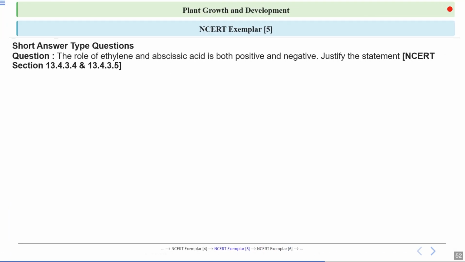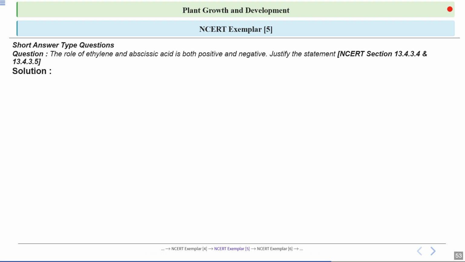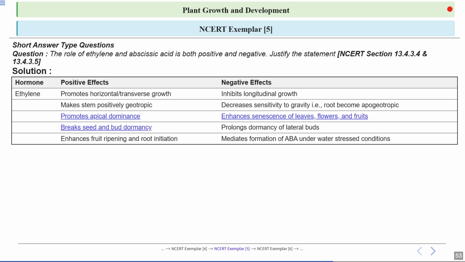Next question. The role of ethylene and abscisic acid is both positive and negative. Justify the statement. Let us see the answer of this question. So here we can see a tabular representation of the role of ethylene and abscisic acid. Now let us see the ethylene activity first of all. Positive effect, it promotes the horizontal transverse growth. Okay, it is not showing the vertical growth, but it is showing the transverse or horizontal growth.